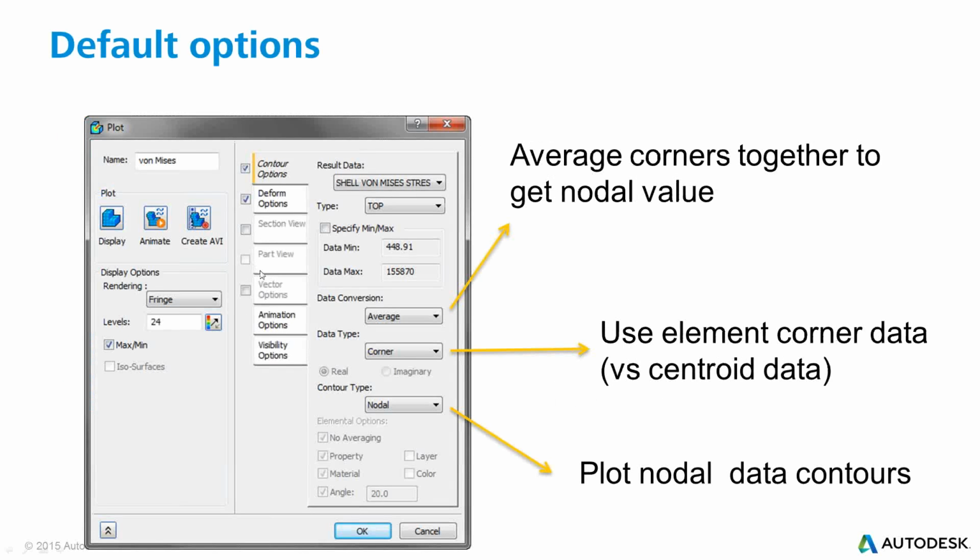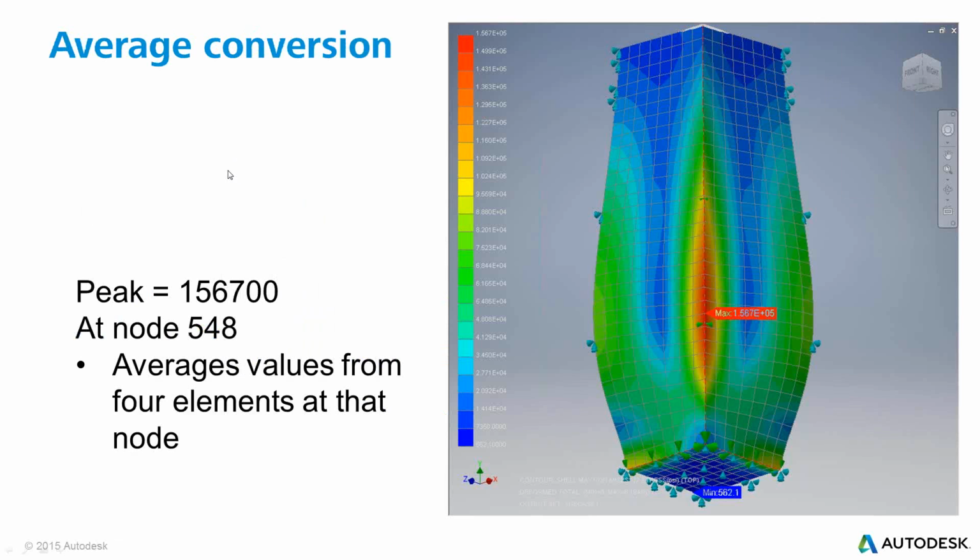Here's the default, here's our form. My data conversion is listed as average. So it's going to look at the values that it gets. It's going to average the ones together for different elements, and it's going to come out with the average, and that's what it's going to use. I'm telling it to use corner results. So it's going to take the element corner data, and it's going to average those values together instead of using the centroid data. And then when I plot it down here with a contour type, I'm going to plot a nodal contour. So the nodal contour is going to have values at the nodes and little contour lines that go between them plotted across the elements.